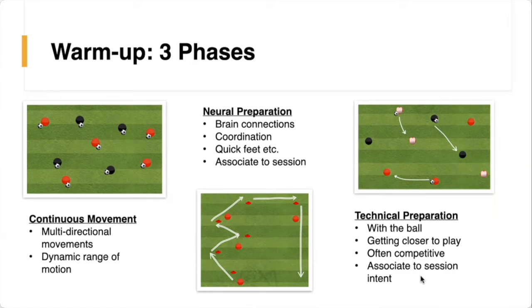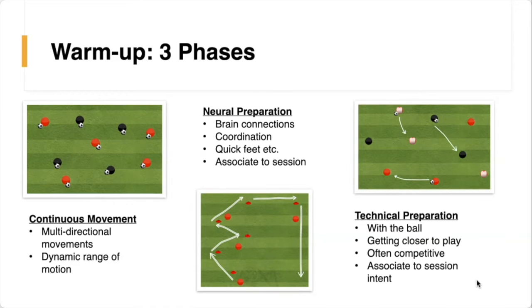Neural preparation. So second part of your 3 phase, this is really about building those brain connections for quick movements. So lots of coordination, quick feet, and you can associate it to your session. So usually you'll see the cones come out at this point in time. I wouldn't beat a dead horse with this one. Probably neural preparation could be done in 5 minutes, thereabouts.